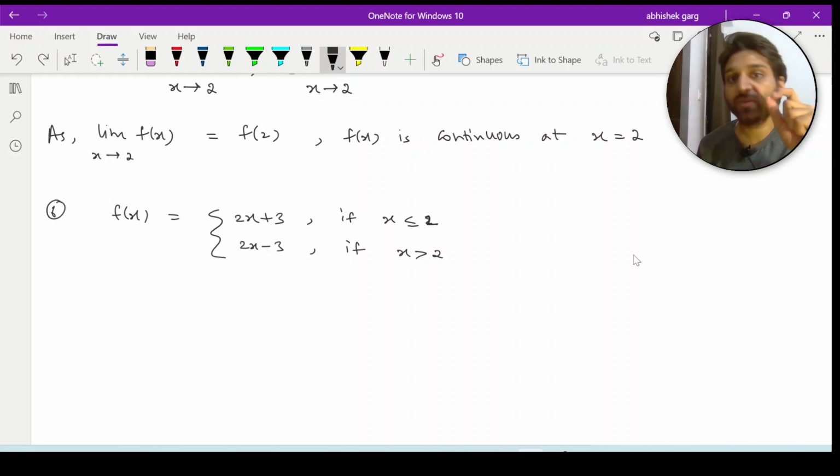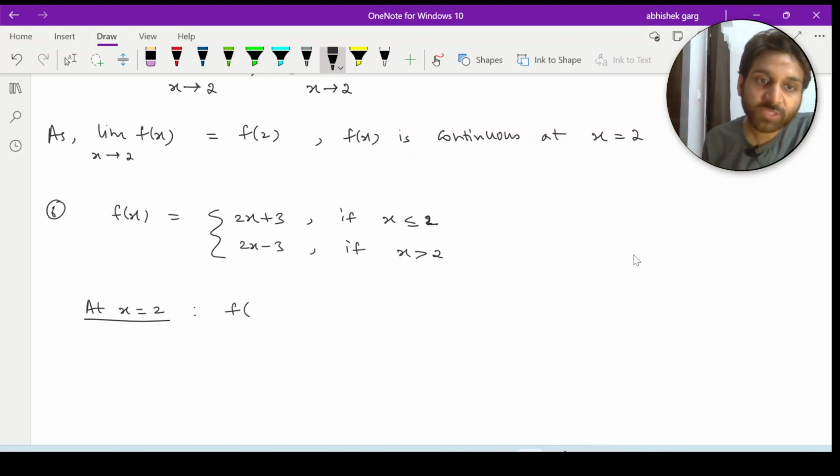This means that we only need to check whether or not the function is continuous at x is equal to 2. So in such questions, always check whether the function is continuous at those points where the function is changing its behavior. Alright, so now we only need to check at x is equal to 2.